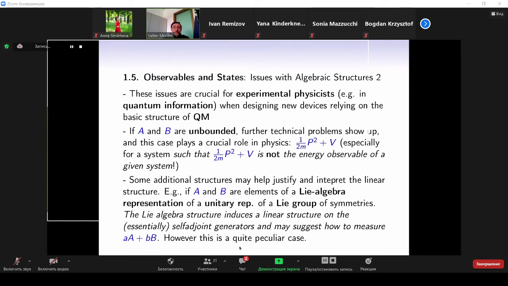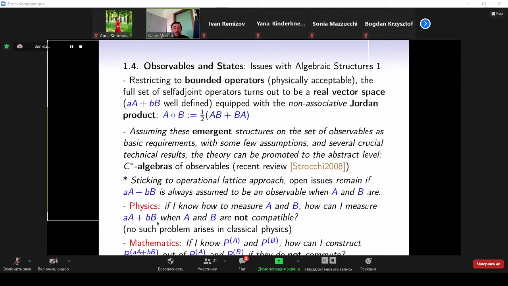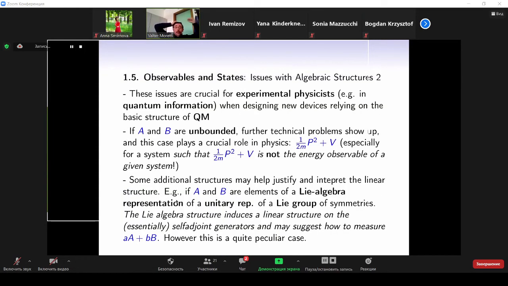This is a big problem, especially for experimental physicists, because it is usual. We faced this problem, Sonia and I, dealing with a group of physicists working on photonics. We had a couple of observables. We constructed this linear combination in general, and we discovered that we weren't able to indicate the instrument to measure this new observable. There are other technical problems in the general case when A and B are unbounded operators, but I will not insist on these technical problems.